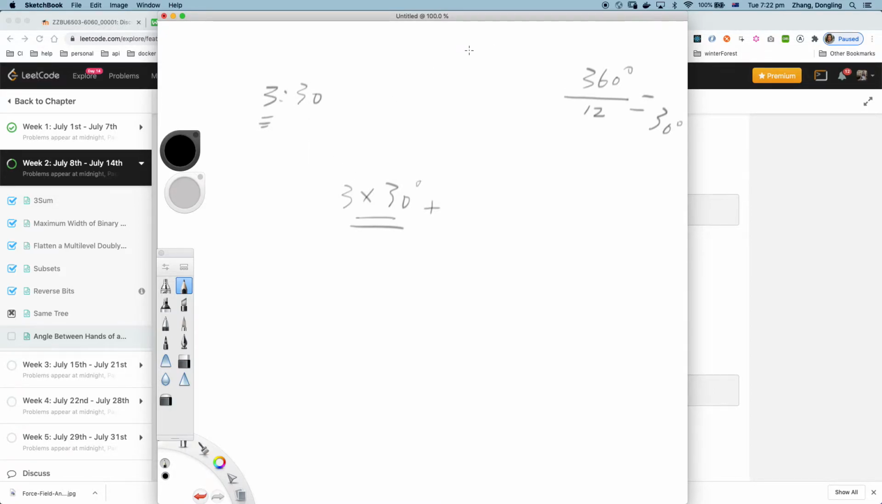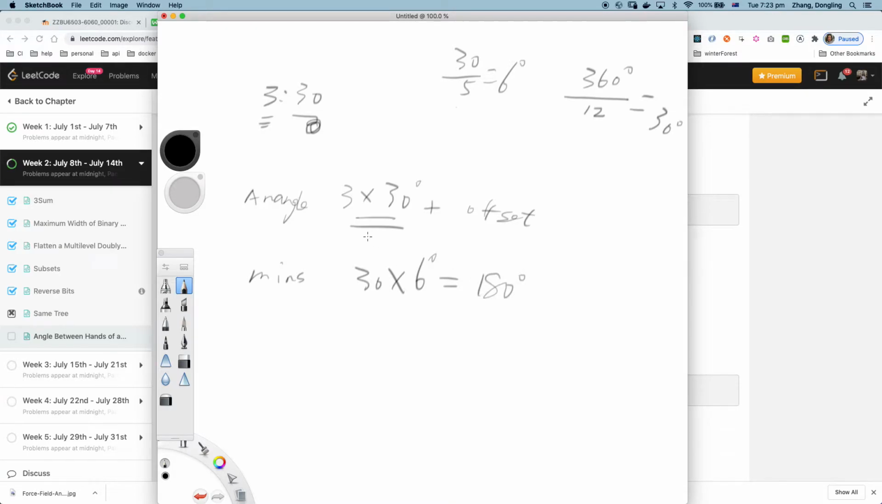For the minutes angle, each hour is separated into 5 marks, so 30 divided by 5 is 6 degrees. If you have 30 minutes, you multiply the minutes by 6 degrees, and that is the minutes degree.